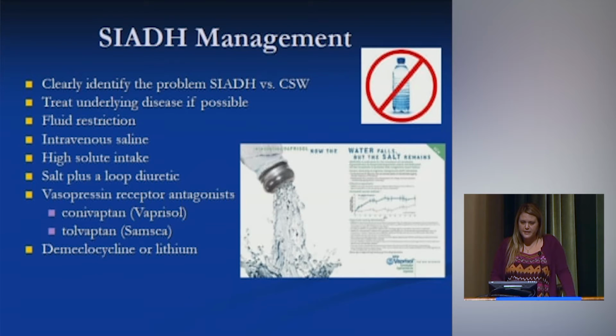We also use vasopressin antagonists such as conivaptan and tolvaptan, not so common, but it is used. And then demeclocycline is something we also use that basically helps promote water excretion. It's actually an antibiotic, but it's used off-label to help us.